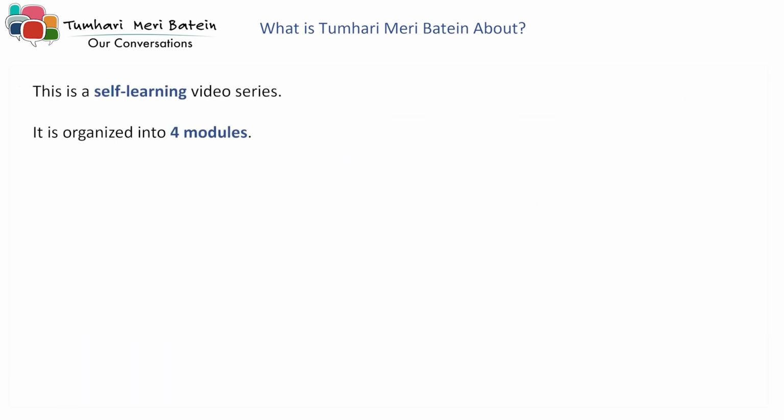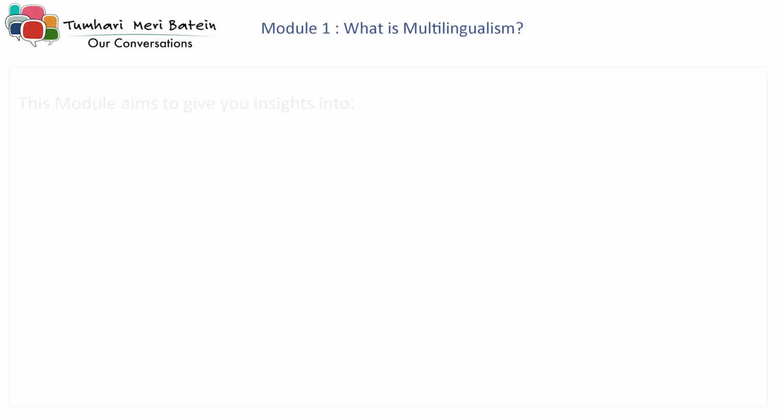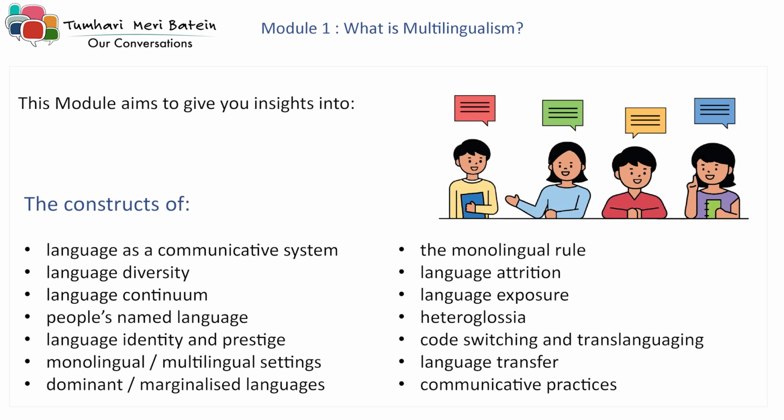This is a self-learning video series. It is organized into 4 modules. Each module is made up of 4 units, covering specific themes related to multilingualism. This is the first module in our series. We will be covering interesting themes such as diversity in language and identities associated with language.